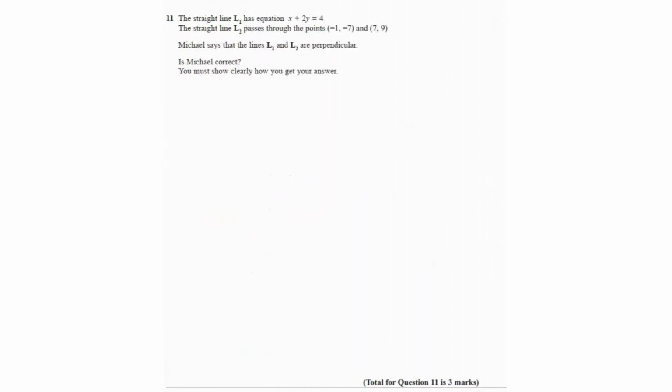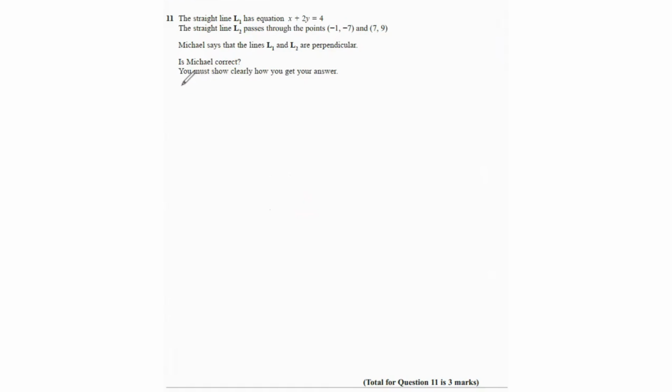Then if you look at this question, it says the straight line L1 has the equation x plus 2y equals 4. The straight line L2 passes through the points (-1, -7) and (7, 9). Michael says that the lines L1 and L2 are perpendicular. Is Michael correct? You must show clearly how you get your answer. So now we have to prove whether the lines are perpendicular or not.